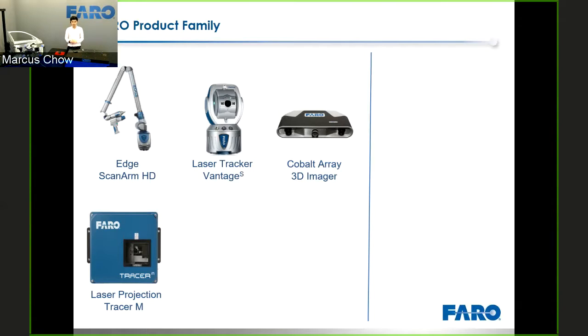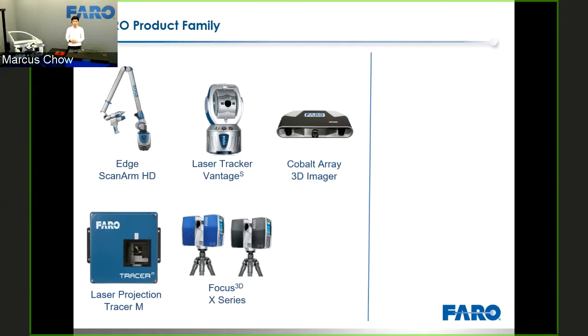We also have the Laser Projector Tracer M, which is a laser projector projecting laser lines of features onto your part to tell operators where, for example, to do drilling, welding, or placement of parts for assembly, or even for carbon and ply layout.